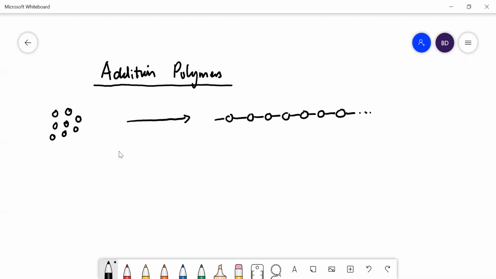Addition polymers, what we're going to talk about here. So what I have drawn on the left hand side here, I've drawn some small molecules, and these are called monomers, mono for one, and they're joined together by covalent bonds into a big molecule called a polymer. I've drawn dots at the end there to show you, usually we're talking thousands of these small monomers to form one polymer molecule.